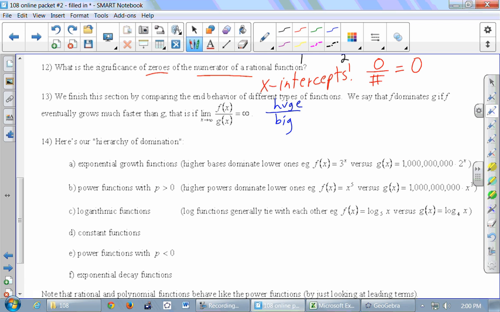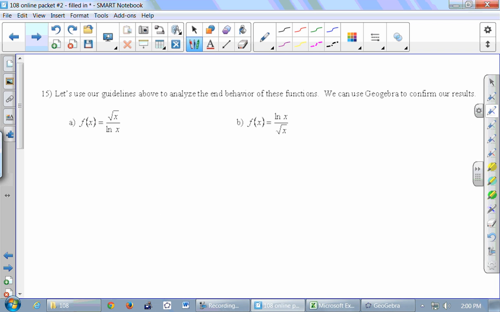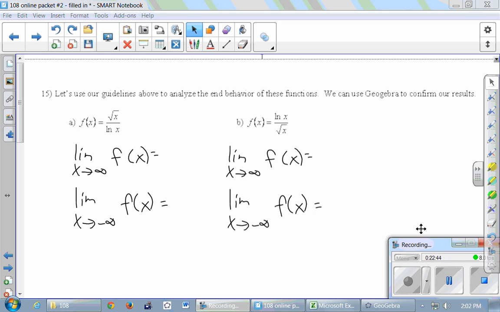So 14 talks about this thing called the hierarchy of domination, and we'll look at this list, but let's just go to the next page and take a look at an example first. Let's use our guidelines from above to analyze the end behavior of these functions. We can use Geogebra to confirm. So we're just going to write here the limit. End behavior means as x approaches infinity, and also as x approaches minus infinity. That's end behavior. Okay, so I just copied and pasted that throughout.